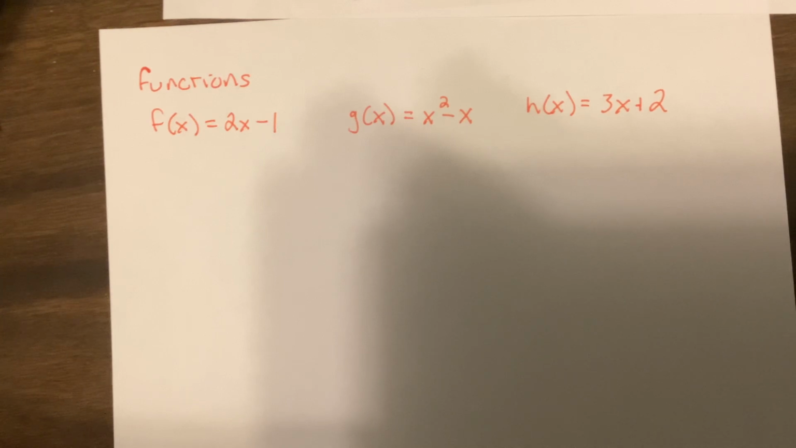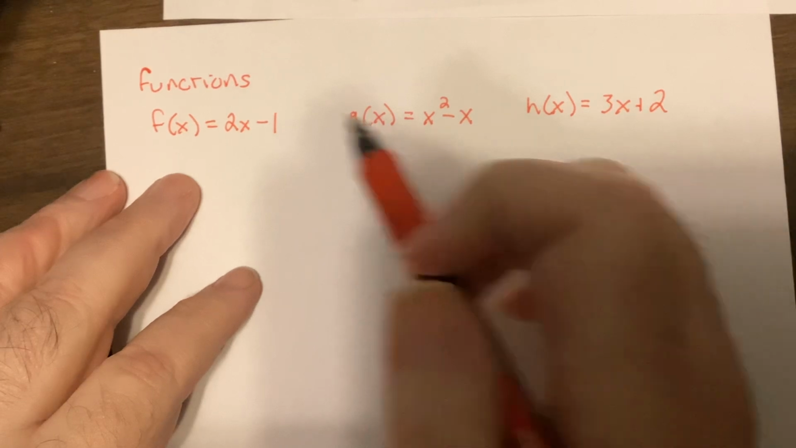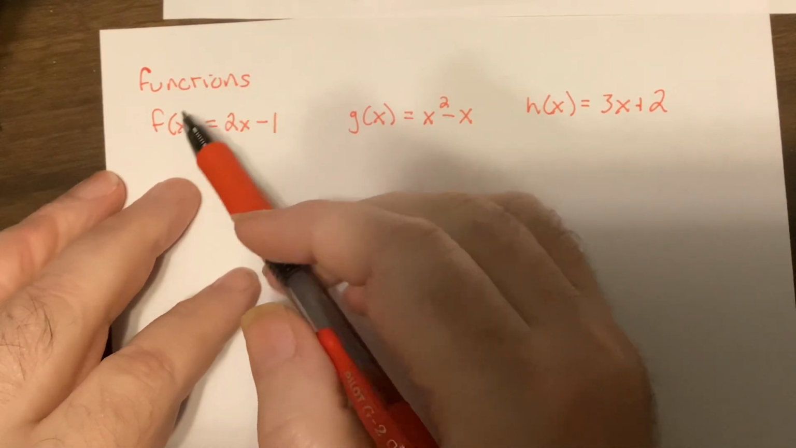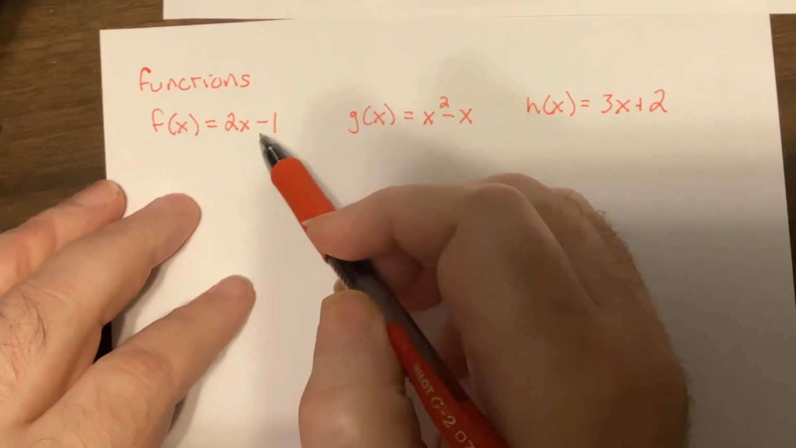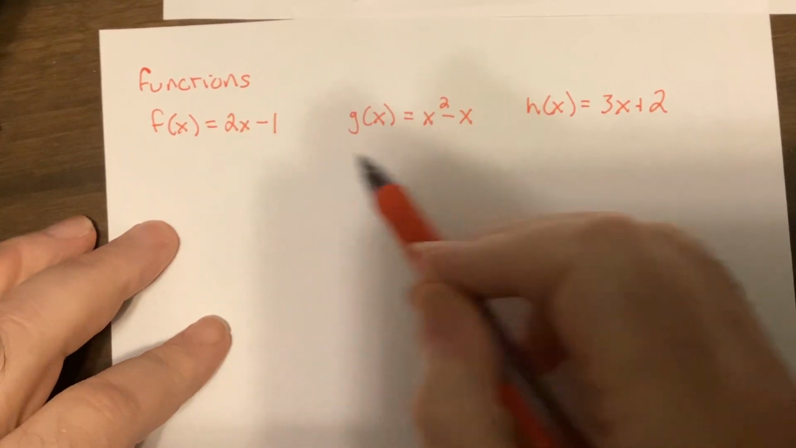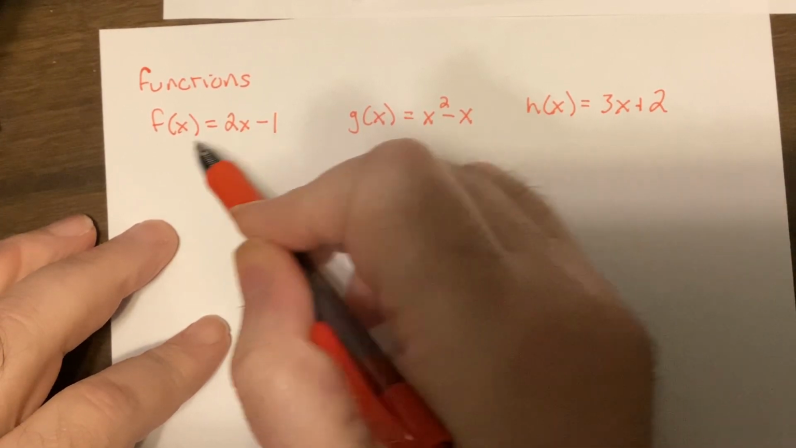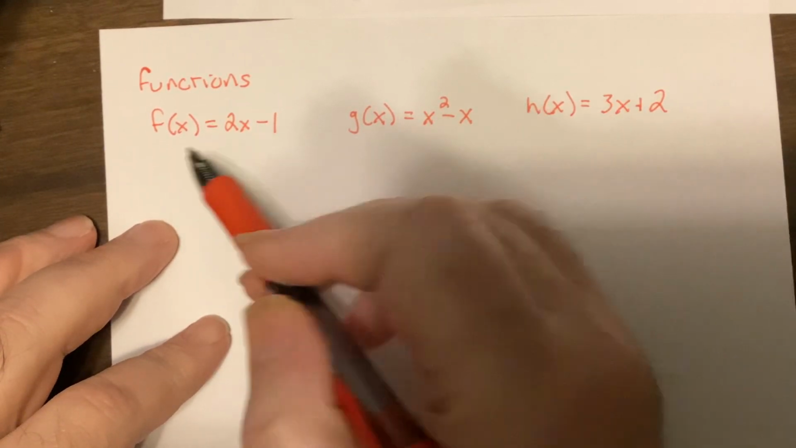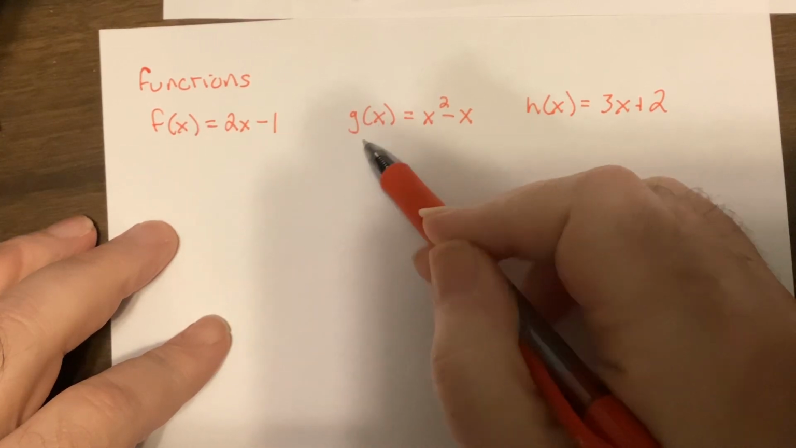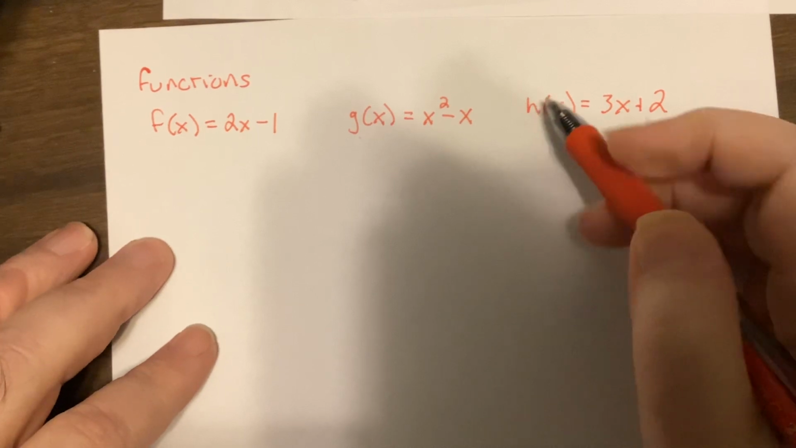functions on the videos than the distributive property, so I decided to go to the end of chapter one and go over functions. A function is just naming a mathematical operation. That's all it is. So I have three functions at the top here. Now, I just made these up. F of x, g of x, and maybe h of x.